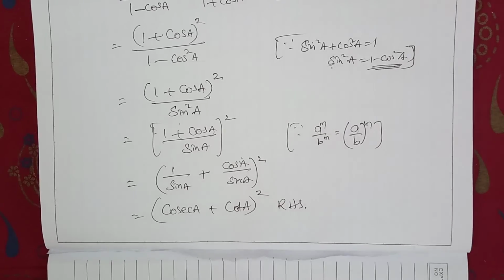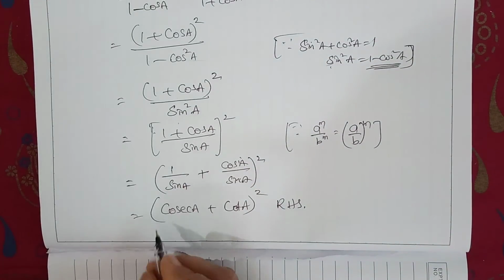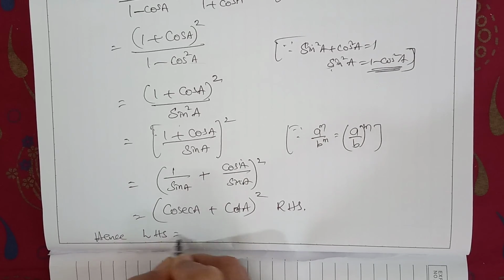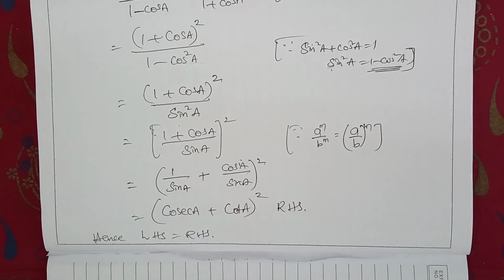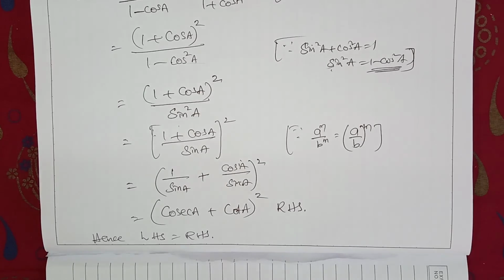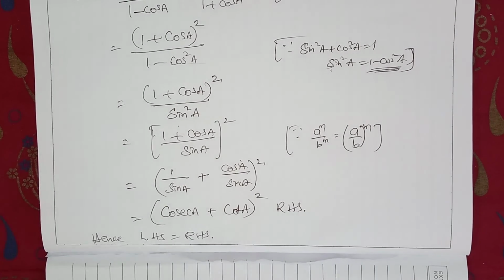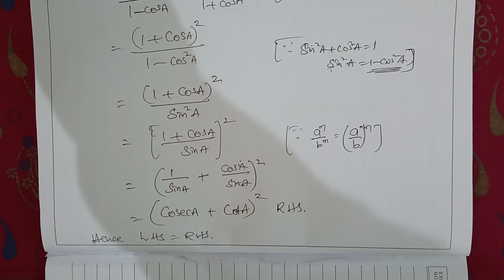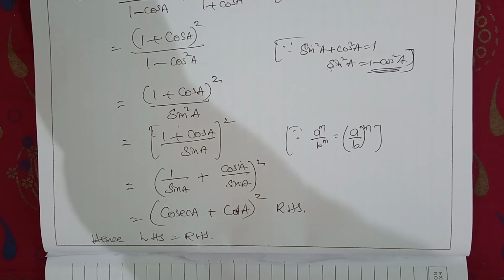So LHS equals RHS, hence proved. Understood, children? Okay. The remaining problems I'll start directly in the exercise. In the next video, we will start the exercise problems.